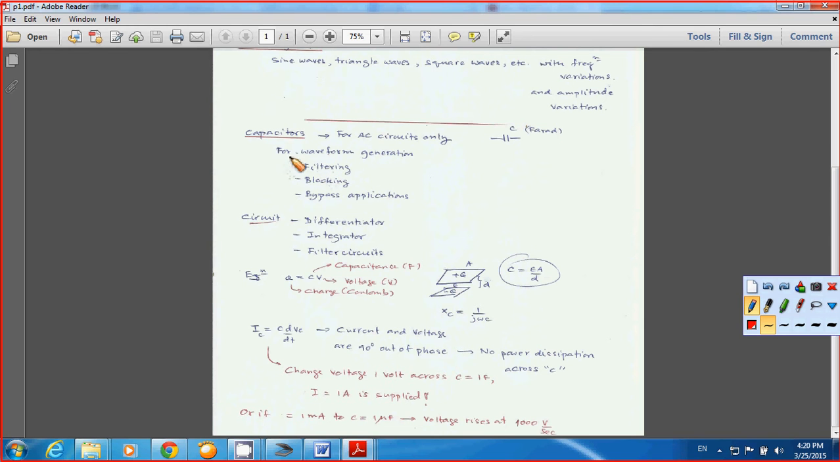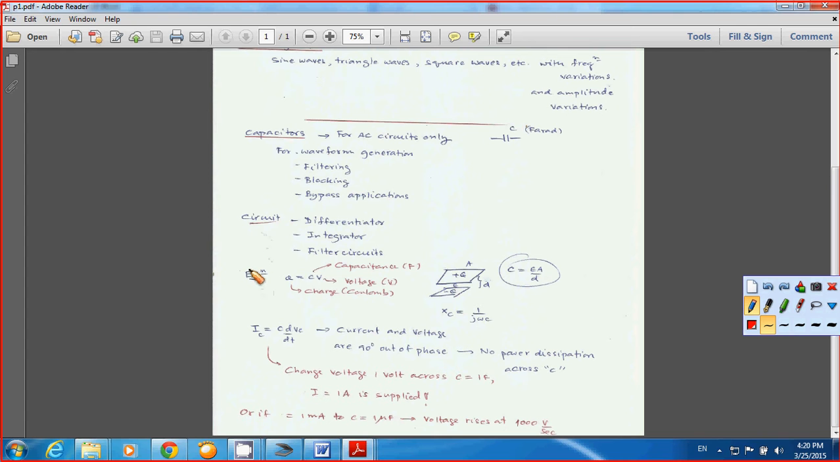They have so many applications. You can use a capacitor for filtering, for blocking any kind of signal that you don't want, and also bypass applications, and so on. There is still much more that I haven't mentioned at this point. You can also use capacitors in circuits, for example differentiators, integrators, and filter circuits. In this YouTube series, I will get into details.